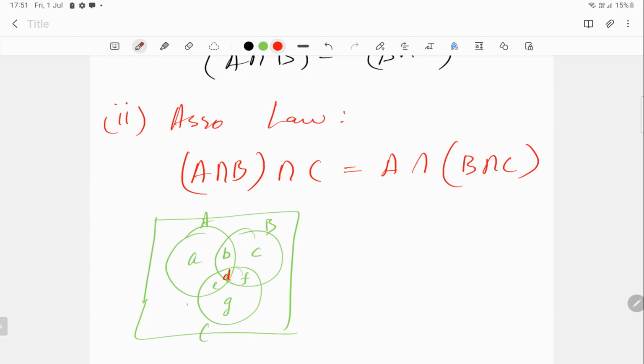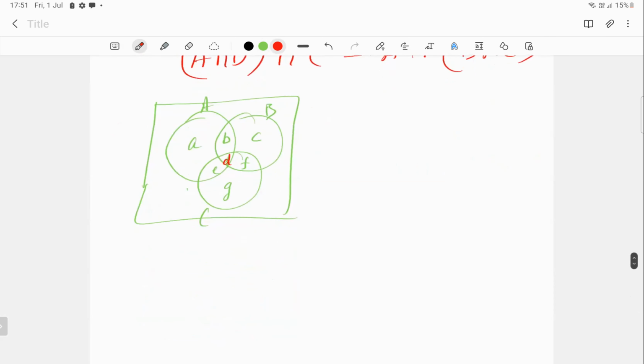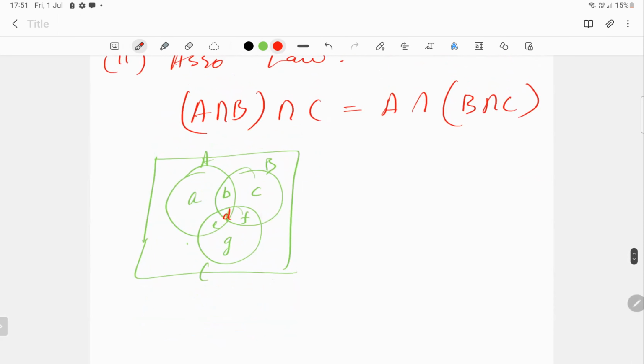So if you take A first, let's draw the same Venn diagram here for A intersection. A intersection B is what? Sunshine, what are the elements in A intersection B? B and D, right? B and D. Any doubt? Okay. Now, B intersection C. Which elements are common in B as well as C? F and D. These two are there.